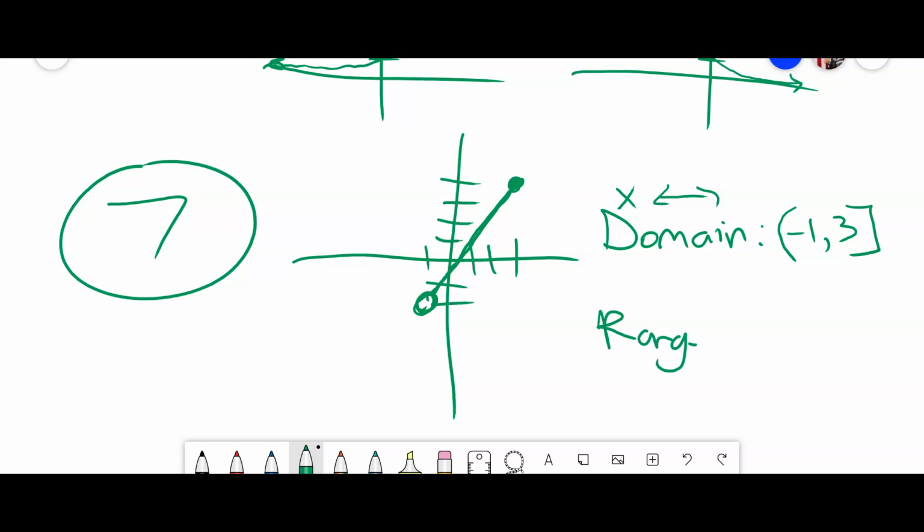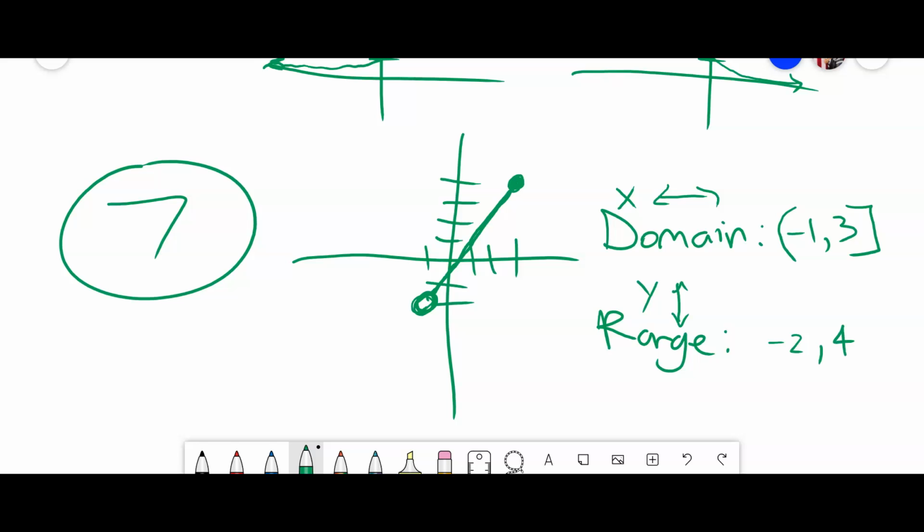Now for range, that's your y values, that's from bottom to top. We'll start with the bottom. How far down does this go? Well, this point is at, on the y-axis, -2. And then the top point way up here, the y value is 4.